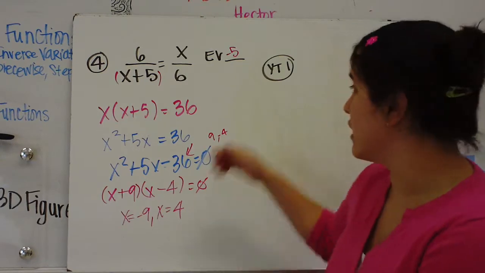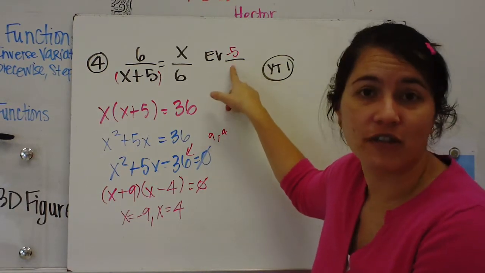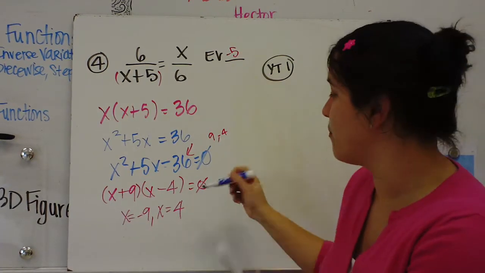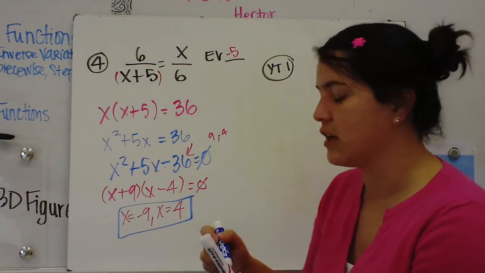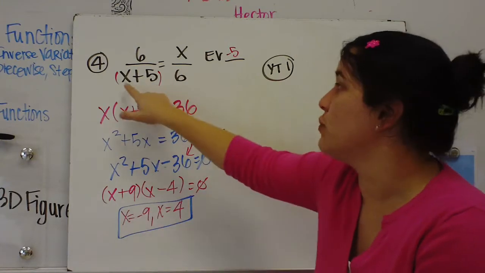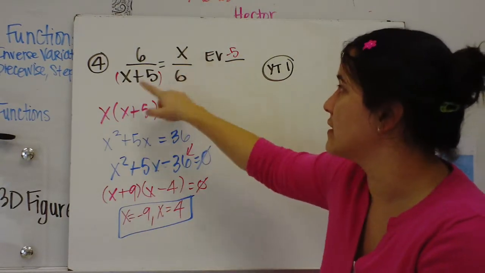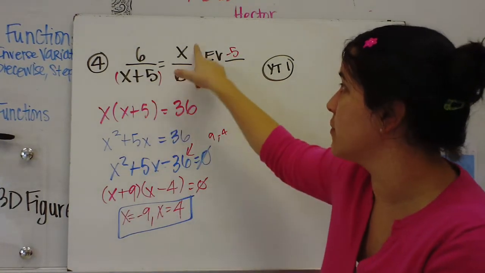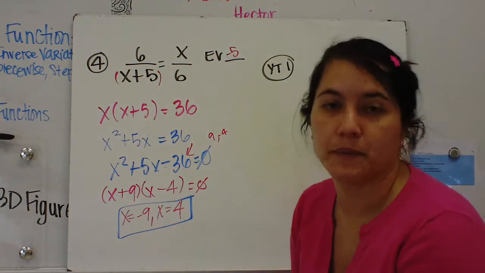So I look, are any of these my excluded values? No, my excluded value is -5. Therefore, both of these are solutions to my rational equation, which means if you plug this number into x, then it would work, and if you plug this number into x, then it would work.